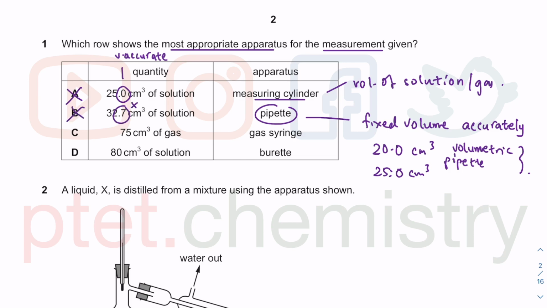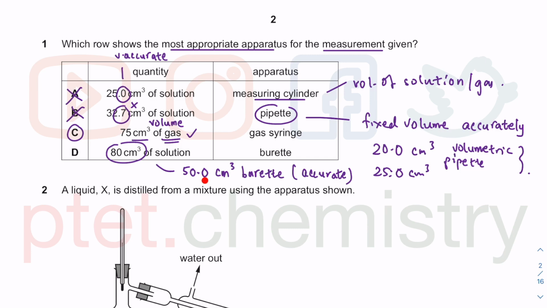A gas syringe can measure volume, so that is fine, and it's a volume of gas, and that is also fine. So why is that not fine? That C should be the answer, because looking at burette, this is 80 cm cube, whereas usually we associate this with a 50.0 cm cube burette. So this is fairly accurate to 1 decimal place for your titration. But then of course you can measure 80.0 if you want to.